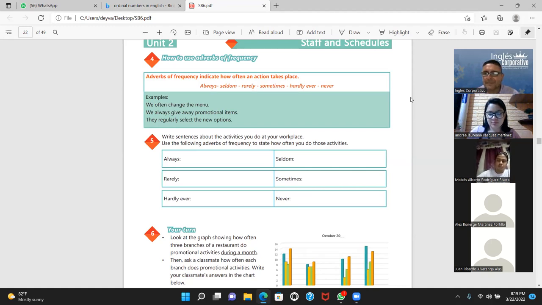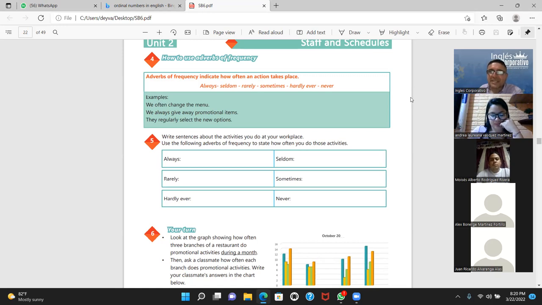So far. No? Okay. I need a volunteer to read the instructions in part 5, please. Write sentences. At your workplace. Use the following adverbs of frequency to state how often you do those activities. Thank you very much. Any questions about the instructions, people? Are we okay with the instructions? Entonces, nos están pidiendo que usted escriba una oración con cada uno de ellos. Related to what? Algo que siempre hace, algo que rara vez hace, seldom and rarely, and hardly ever.